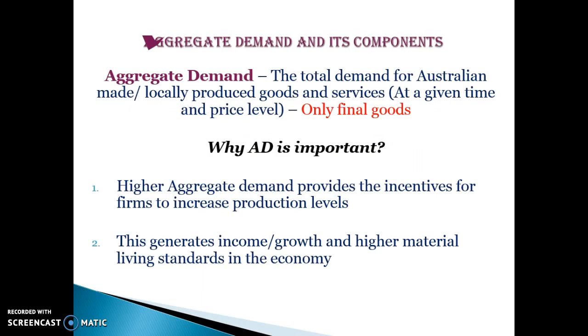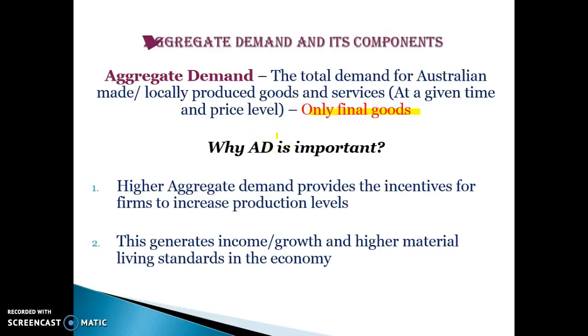So aggregate demand is the total demand for Australian-made, locally produced goods and services. And when we're talking about aggregate demand for Australian goods and services, we're looking at only final goods, so not intermediate goods, at any given time and price level. So total demand for Australian-made, locally produced goods and services.